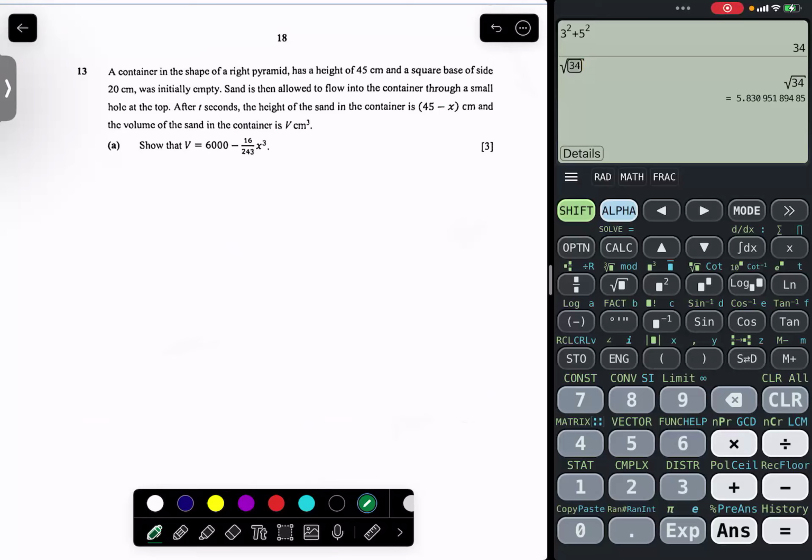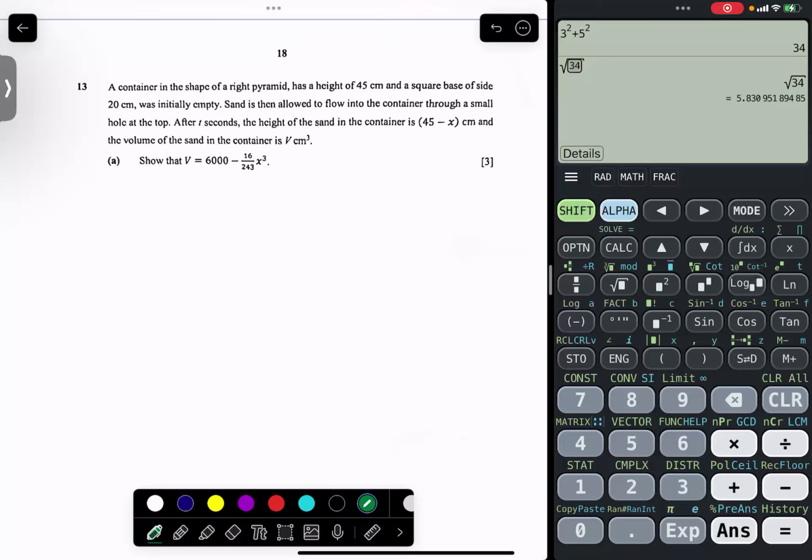Question 13. A container in the shape of a right pyramid has a height of 45 cm and a square base of sides 20 cm. It was initially empty. Sand is then allowed to fall into the container through a small hole at the top. After t seconds, the height of the sand in the container is 45 minus x and the volume of sand is V. Show that V equals 6000 minus 16 over 243 x cubed.